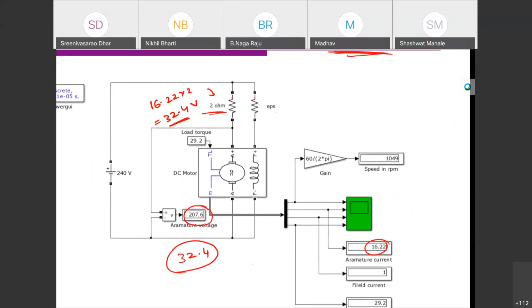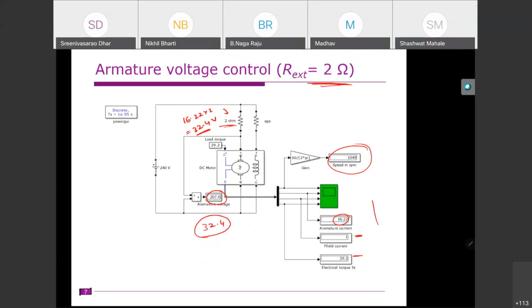Therefore the speed is reduced to 1049. Again, the armature current is the same because we are not changing the armature circuit; we just connected this resistor. The field winding is also the same, and the electromagnetic torque that is produced also remains the same.